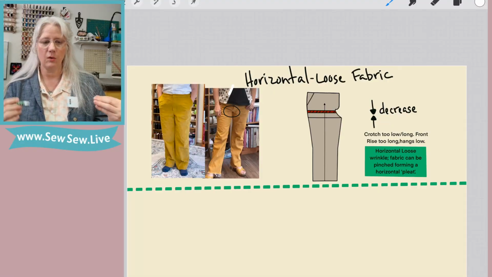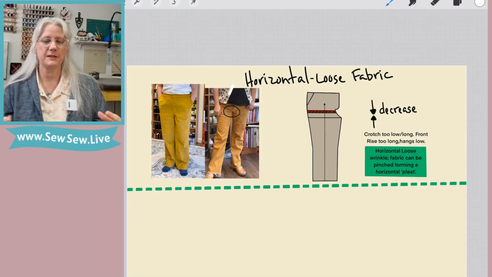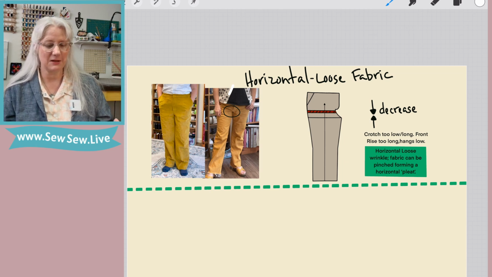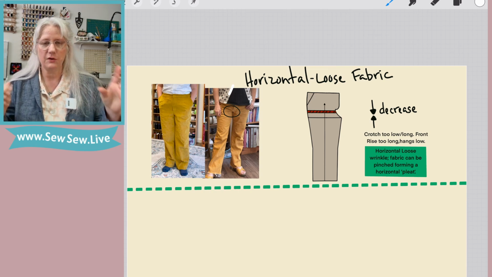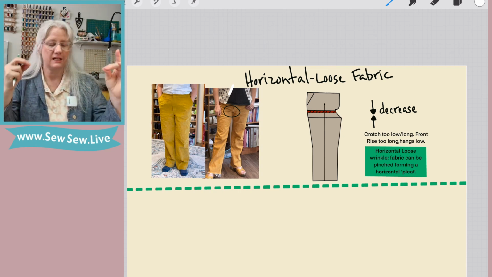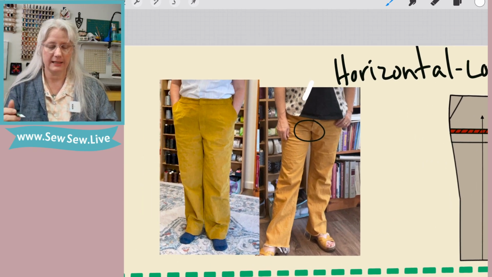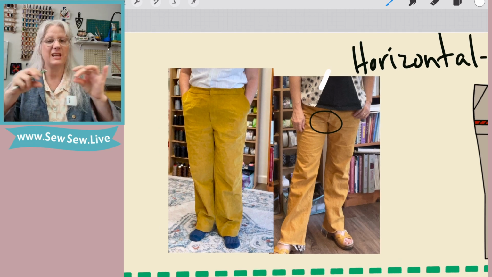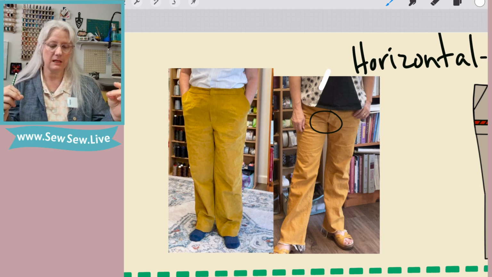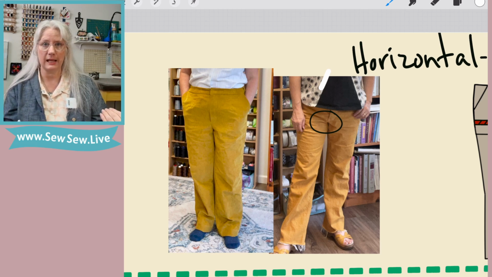Okay, so I pulled some photos of some fit issues. I did my best. I don't have the biggest library of photos. For this first one, this is when you can pinch a horizontal pleat. In the case of pants, this is usually going to show up as too much rise length, or maybe the waist is too high, and you can pinch that pleat right across the abdomen. And this can happen in the back. Maybe you get a saggy butt, right?